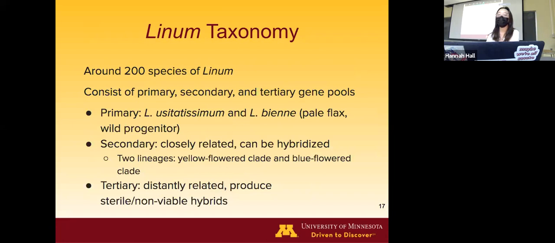Some information on Linum taxonomy. There are around 200 species of Linum in the family, and it consists of primary, secondary, and tertiary gene pools. The primary contains the most commonly cultivated annual variety of flax, and also the wild progenitor of that cultivar. The secondary pool is closely related and can be hybridized, so all the individuals in that pool readily hybridize with each other. It is divided into two different lineages, the yellow clade and the blue flower clade. The tertiary pool is filled with distantly related species that, if you are capable of crossing with them, produce sterile and non-viable hybrids.